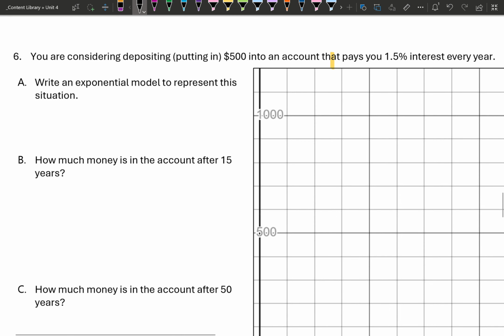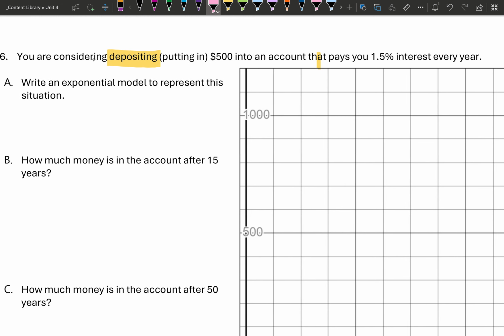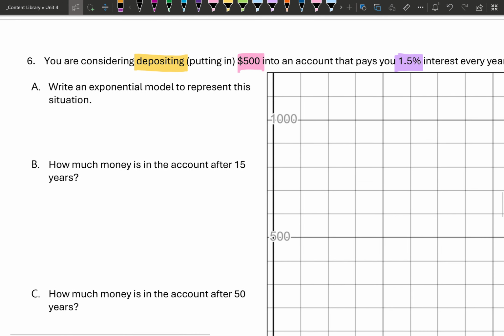Number 6, you are considering depositing, which means putting in. Ooh, okay, that's growth, increasing. $500 into an account that pays us 1.5% interest. You might be thinking, wow, that's not a lot. You'd be right. Banks do not offer you that much interest for holding your money, but it's something.